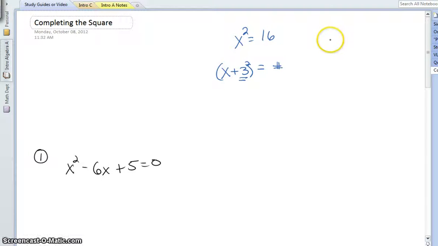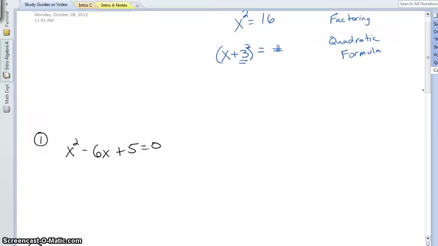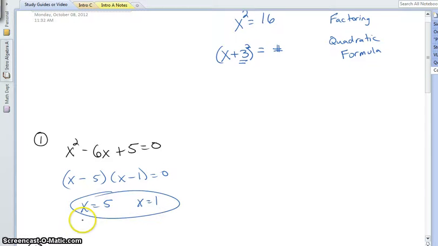It's a different method than factoring or using the quadratic formula. It's just a different option. So for example, if you have a problem like this, x squared minus 6x plus 5 equals 0, I would first check to see, does it factor? It's already equal to 0, so check it out, see if it factors. In this case, is there a number that multiplies to 5 and adds up to negative 6? Yeah, x minus 5 and x minus 1. In which case your answers are x equals 5 and x equals 1. So I would choose factoring for that one.